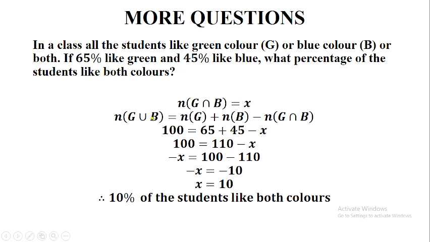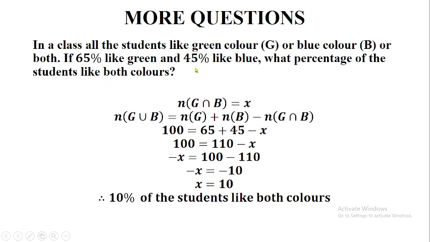So if we rewrite the formula out, number of green union blue equals number of green plus number of blue minus number of green intersection blue. So we know the number of green union blue. We are told that 65% like green, 45% like blue. That will be 65 out of 100. So that means technically we have 100 out of 100 students.